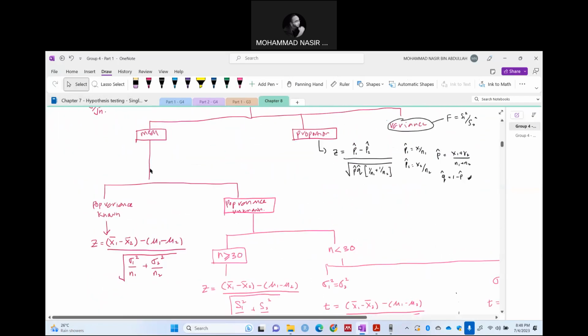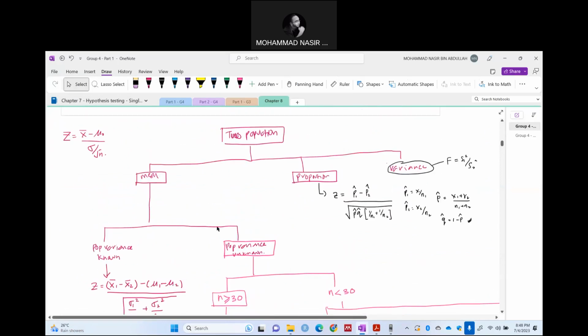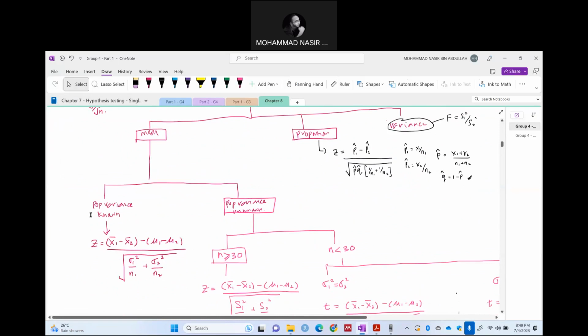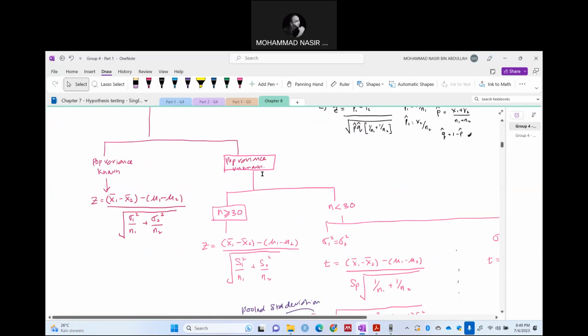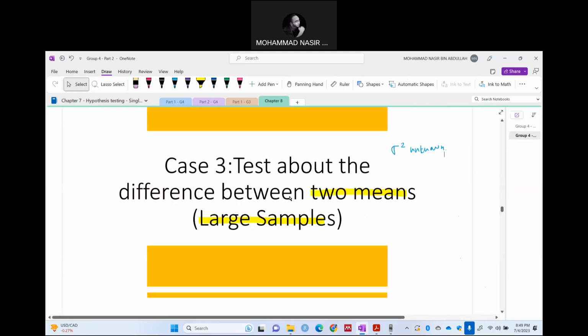So we are looking into hypothesis about the mean, and we already looked into population variance known. Now we are looking into population variance unknown, but the sample sizes are more than or equal to 30, which is a large sample size. So we are going to use the Z distribution, which is quite straightforward.